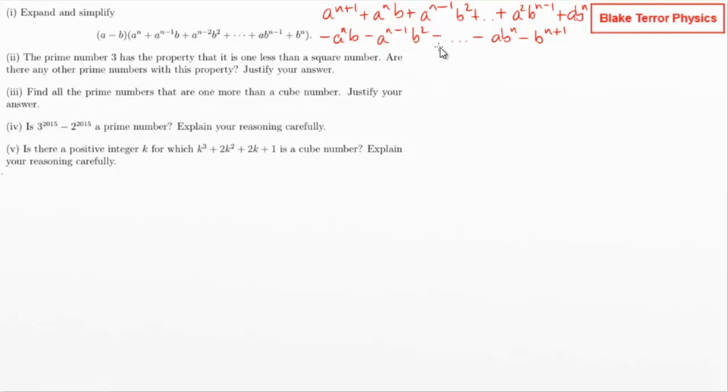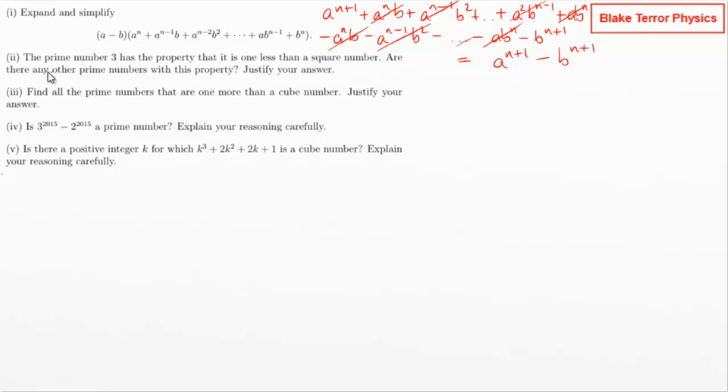Right, so I'm assuming we get lots of things cancel. Yeah, that cancels with that, that cancels with that, that cancels with that, that would have cancelled with something in between. We're just going to be left with the first and the last terms, aren't we? So a^(n+1) minus b^(n+1).